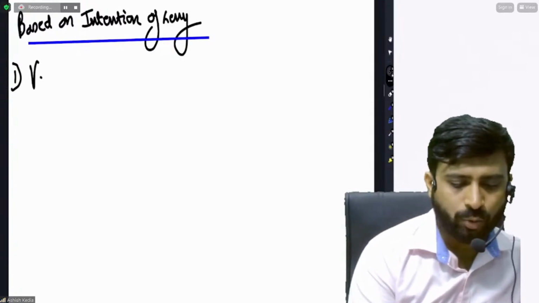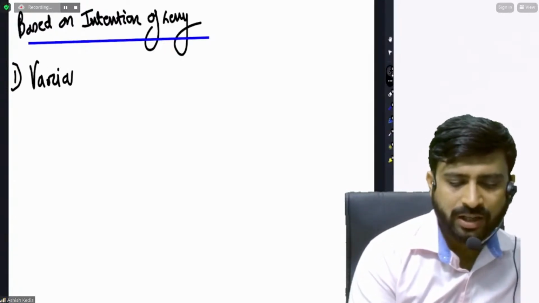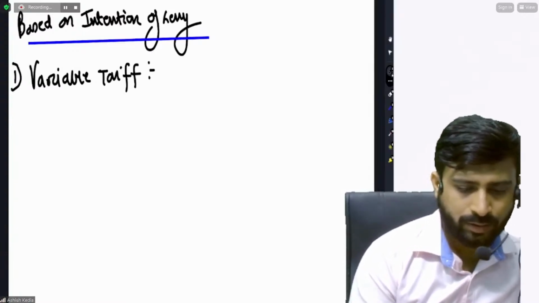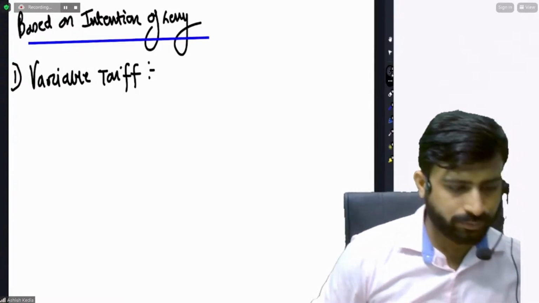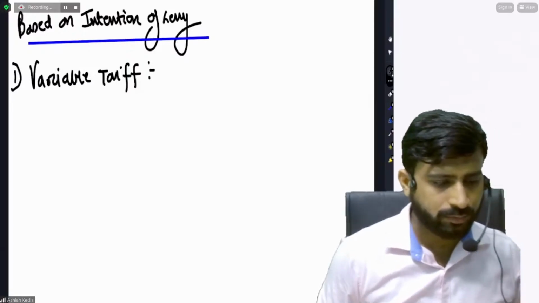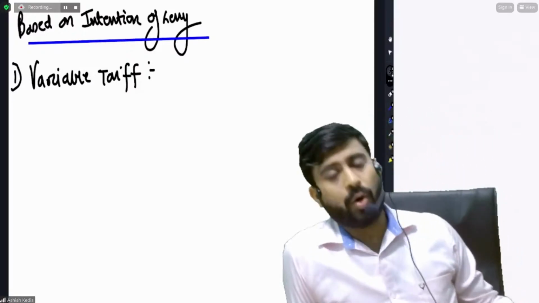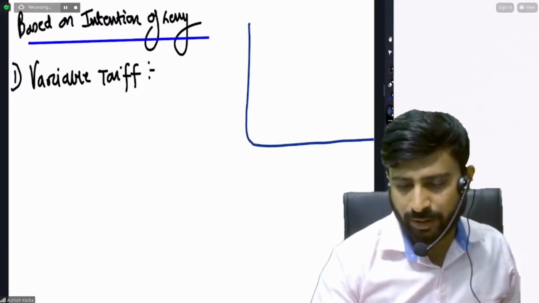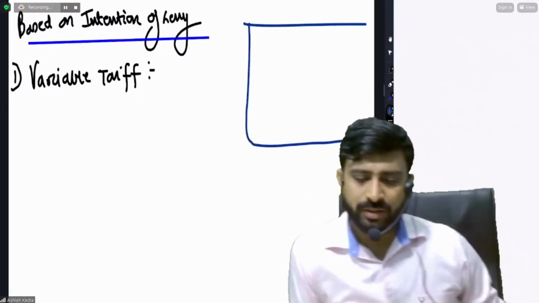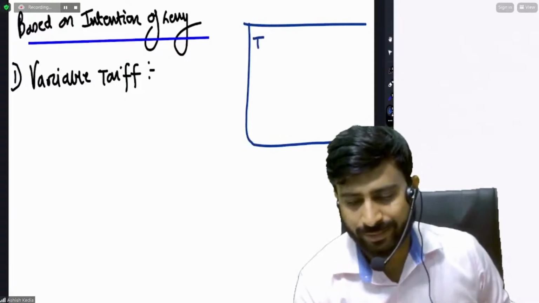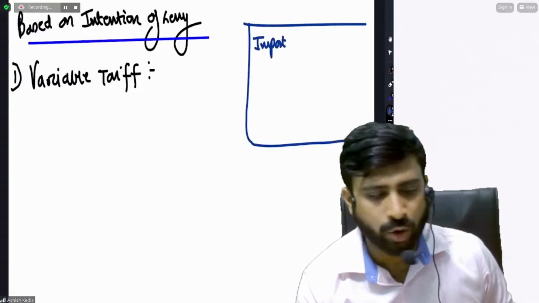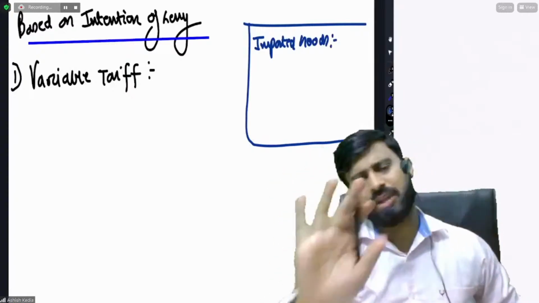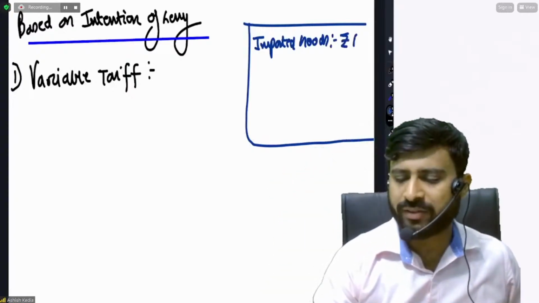Number one is variable tariff. I am reading it for you all. Now, what is variable tariff? I'll give you an example. Suppose the imported goods price in rupee terms is rupees 10.